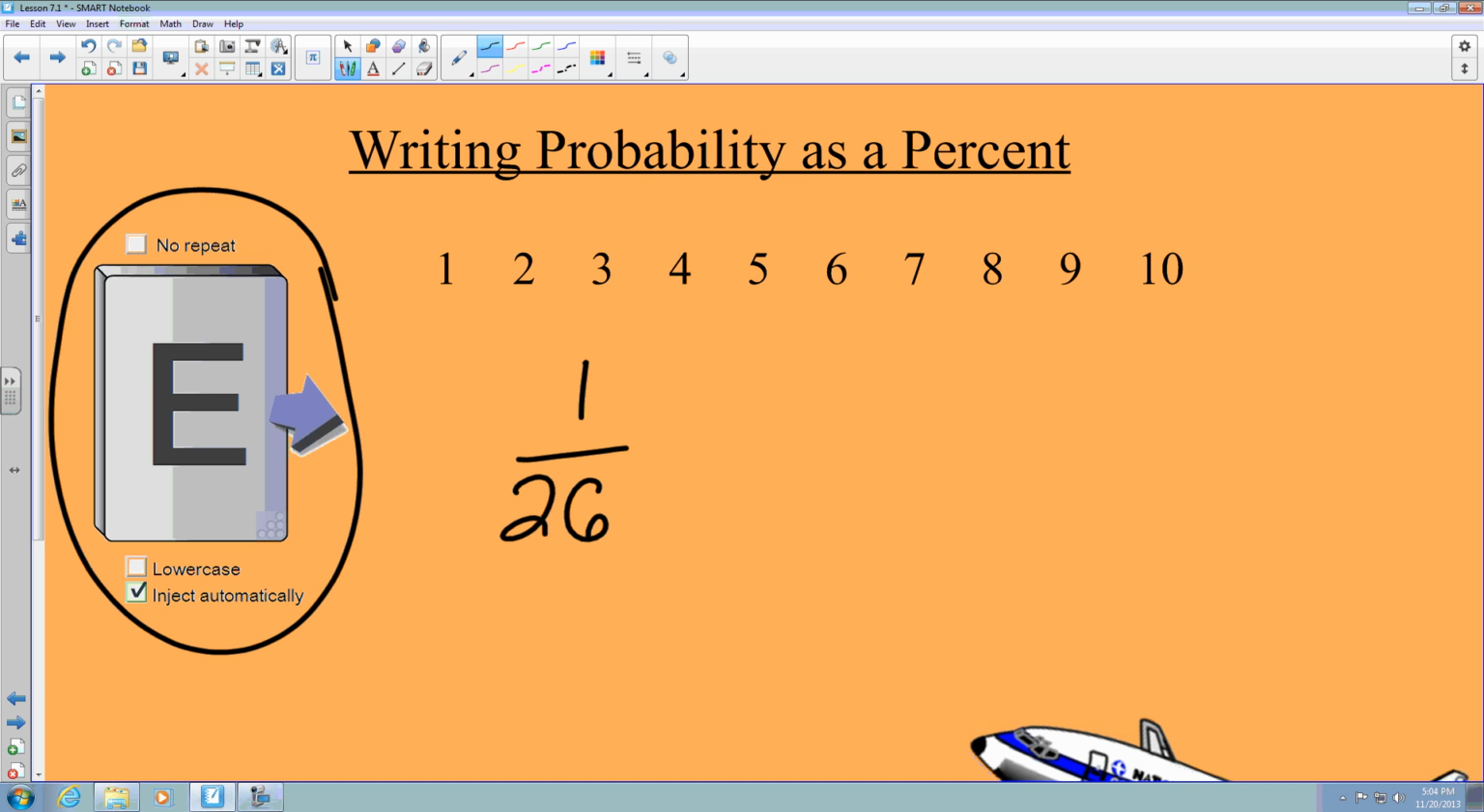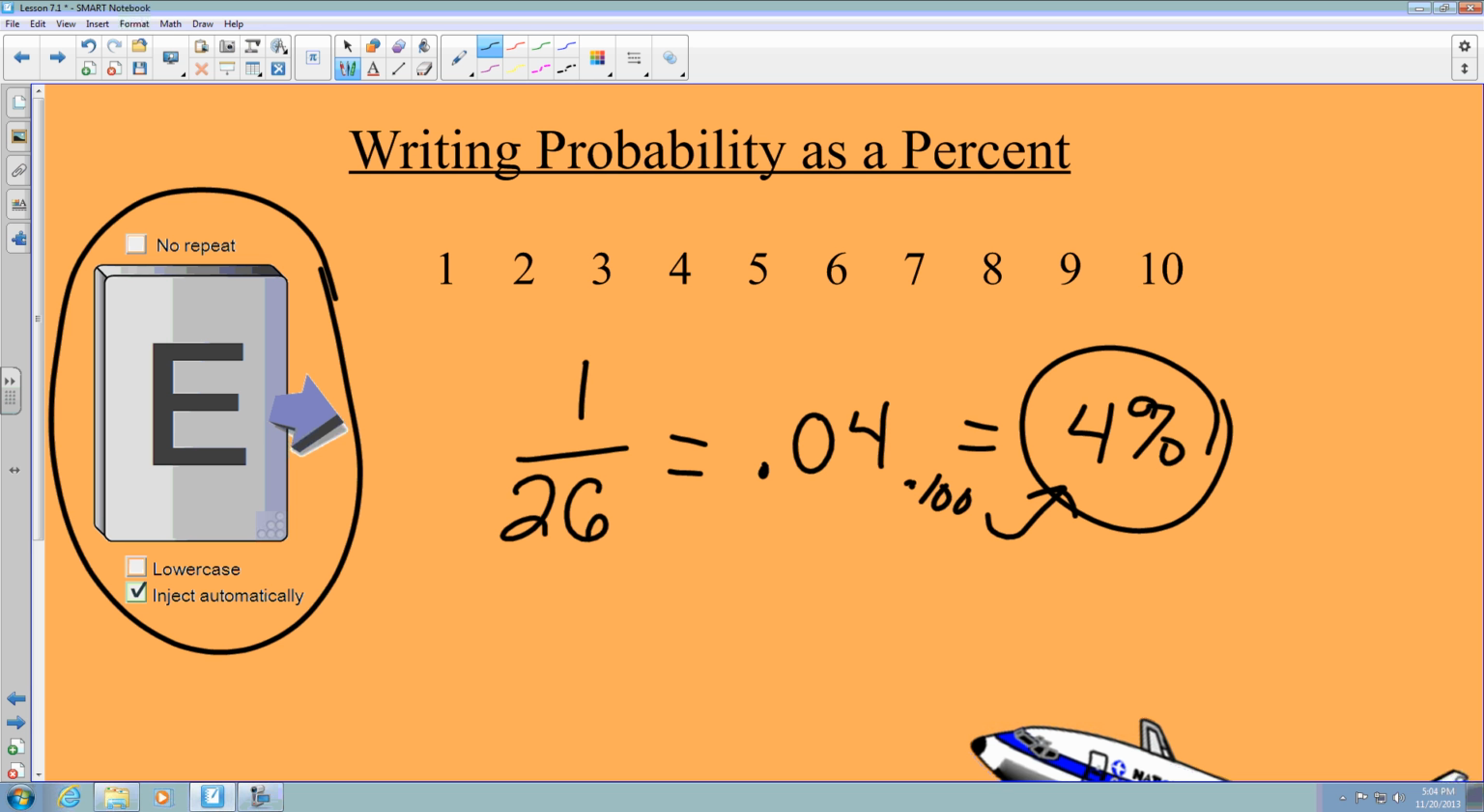If I were to make that into a decimal, now again I'm rounding, it's going to be 0.04. It's actually 0.038, but I rounded to the nearest hundredth. Now if I were to write that as a percent, this would equal 4%, because all I have to do is multiply that value by 100 and then attach the percent sign to it. So I would have a 4% chance of drawing that letter E from this deck of cards.